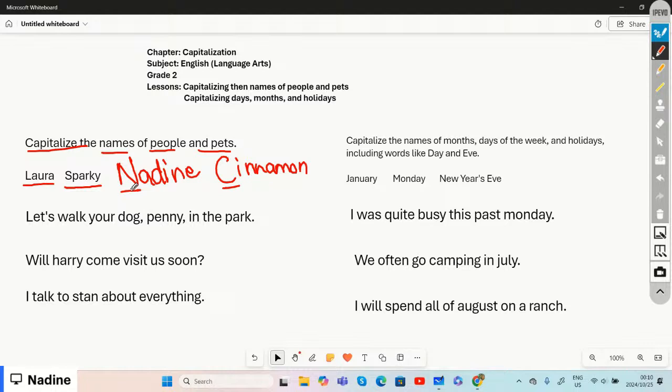So now we have three sentences over here. Let me number them. We are going to identify and capitalize either the name of a person or a pet that is not capitalized within the sentence. For example, number one says, let's walk your dog, Penny, in the park. What needs to be capitalized within that sentence by number one?